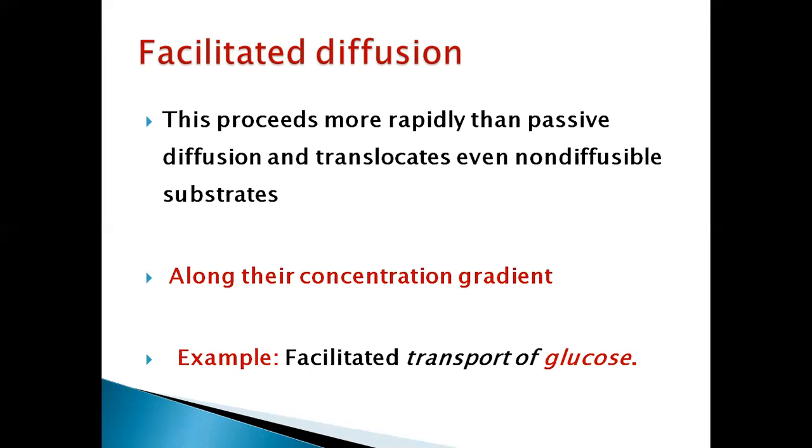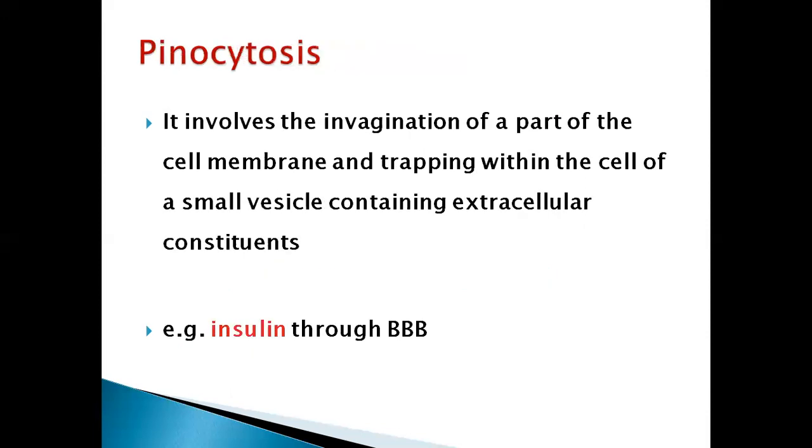Facilitated diffusion is a more rapid process than passive diffusion and translocates even non-diffusible substrates along their concentration gradient. For example, facilitated transport of glucose. Pinocytosis involves the invagination of part of the cell membrane and trapping within the cell of small vesicles containing extracellular constituents. Example, insulin through the blood-brain barrier.